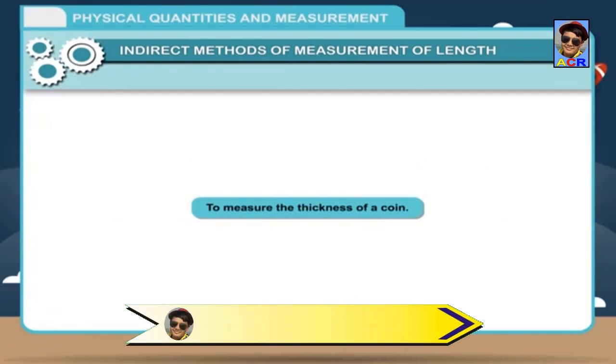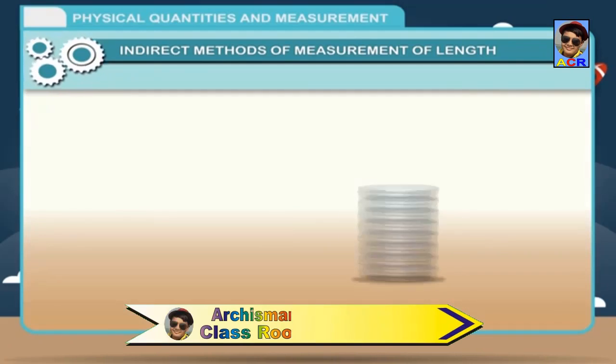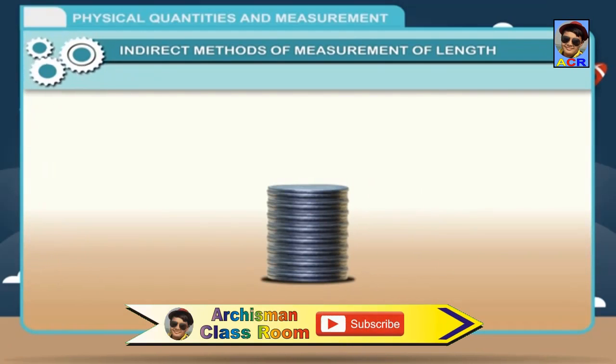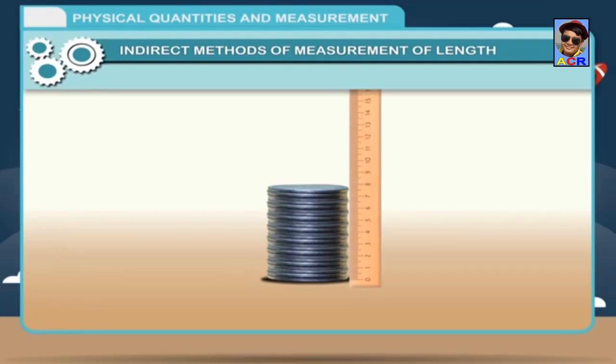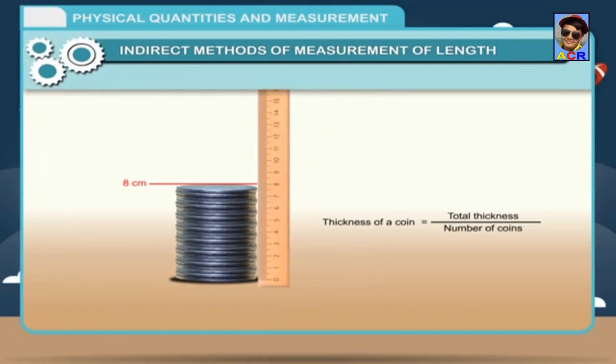Activity: to measure the thickness of a coin. Take some identical coins, say 20 to 25 in number, and place them one over the other. All these coins will make a cylindrical column. The height of this stack of coins can easily be measured by a ruler placed vertically against it. To find the thickness of a single coin, divide the total thickness by the number of coins. So, thickness of a coin is equal to total thickness divided by number of coins.